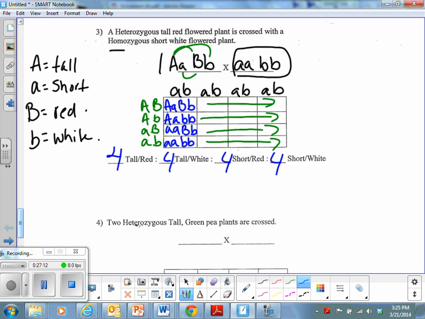You see that? This one's tall and red. This one's tall and white. This one's short and red. This one's short and white. Okay? All right, moving on.